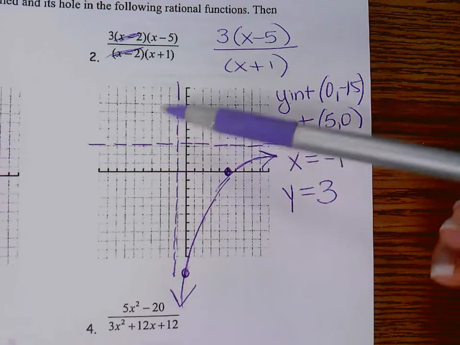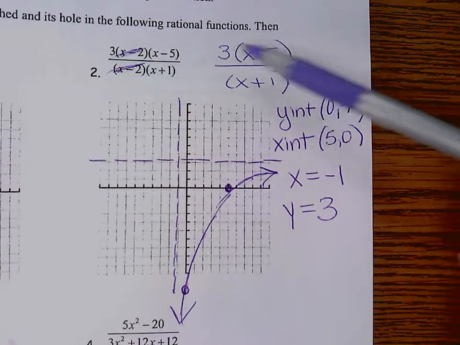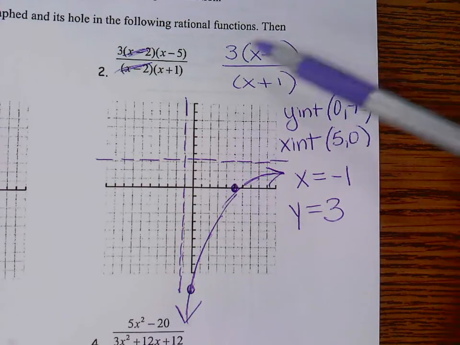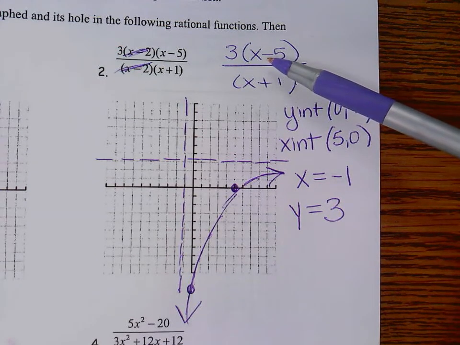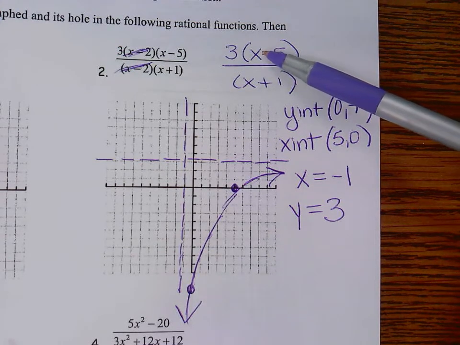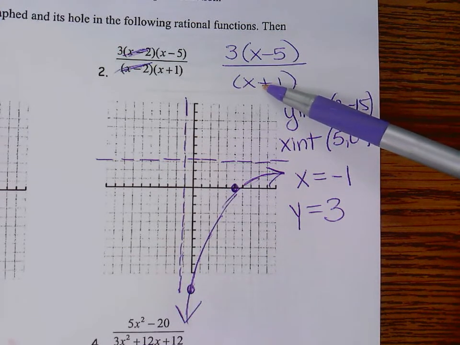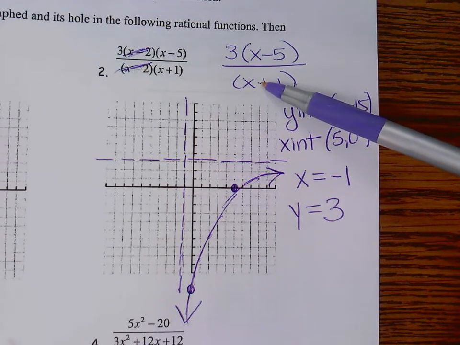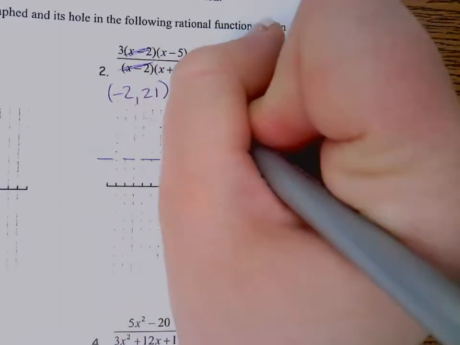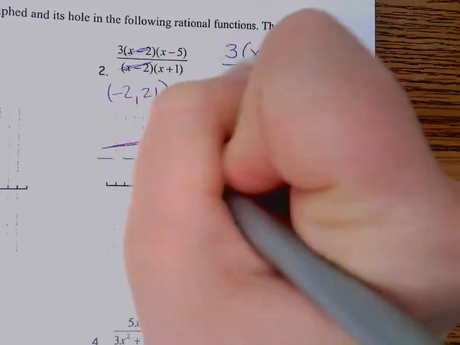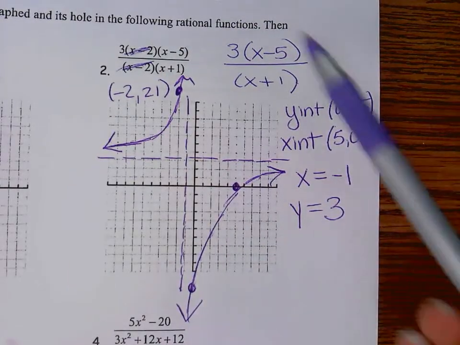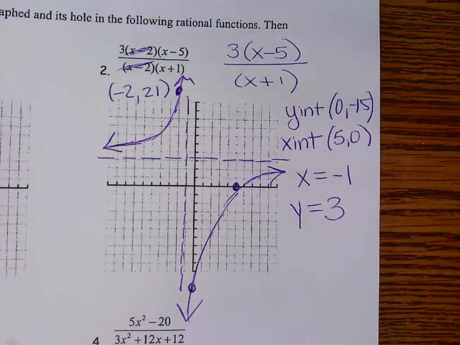So if I go over here to negative 2, what would I get? I would get 3 times negative 7. So that's negative 21, right? Over negative 1. So positive 21. Does that sound right? (-2, 21) is way up here. So this elbow is really steep up in that top left quadrant because when I plugged in negative 2, I got positive 21.